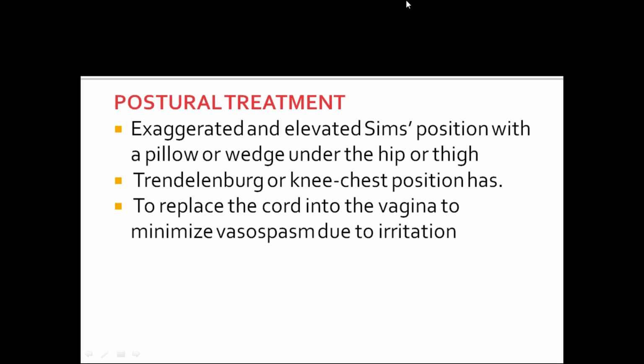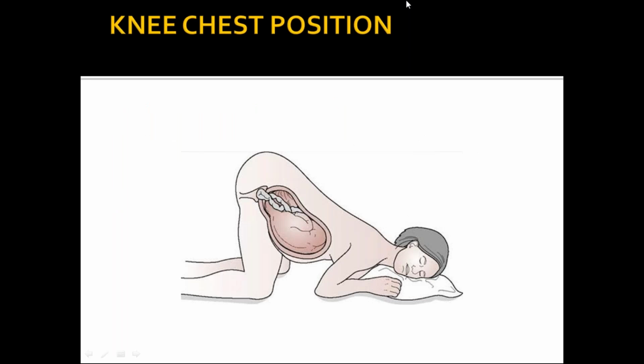Whenever the cord is exposed to the outside environment, what will happen? There will be vasospasm in the vessels. That leads to anoxia to the baby. That's why, to relieve the vasospasm, these positions are important, and this will be helpful for cord replacement into the vagina.